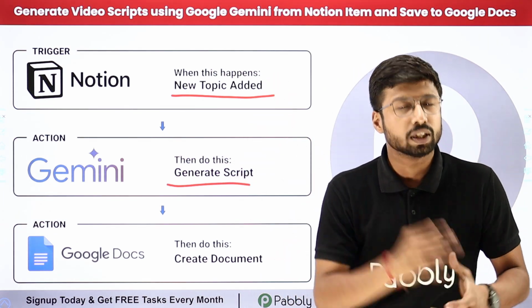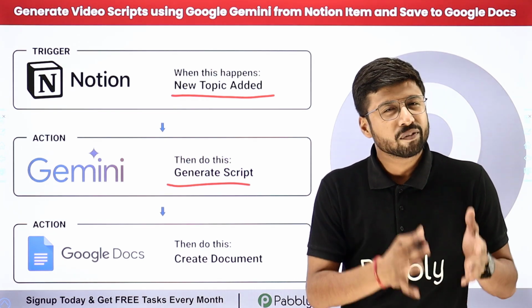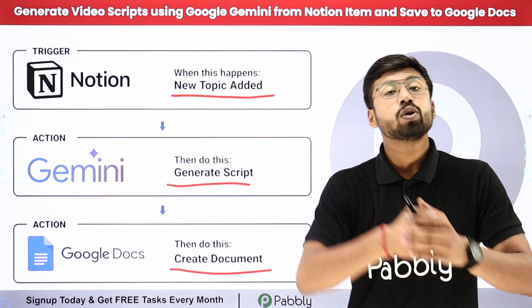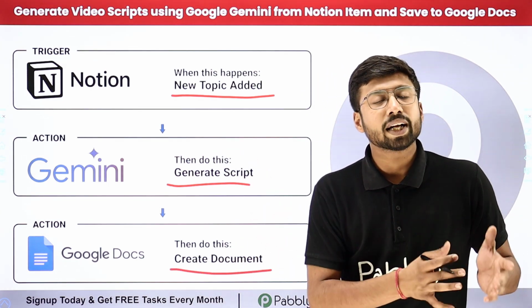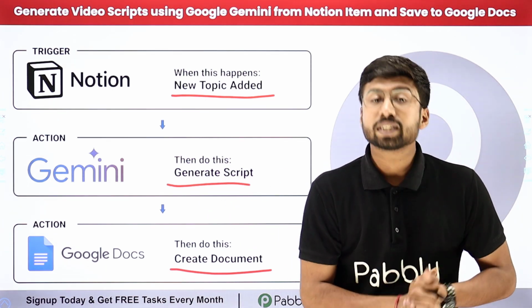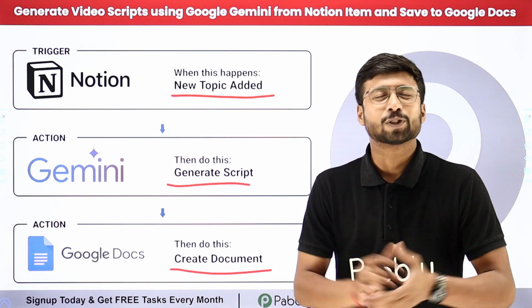have added in Notion. And after generating the script using Google Gemini or Google Generative AI, we are going to save that script by creating a new document for the same in our Google Docs as well. And later on, you can edit the same script in the same Google Doc too. Now, if you want to learn how you can set up this kind of automation all by yourself, for that, you just have to come with me to my screen.